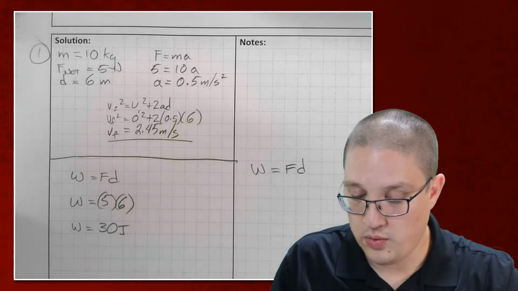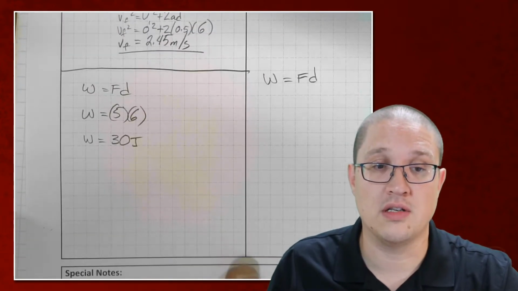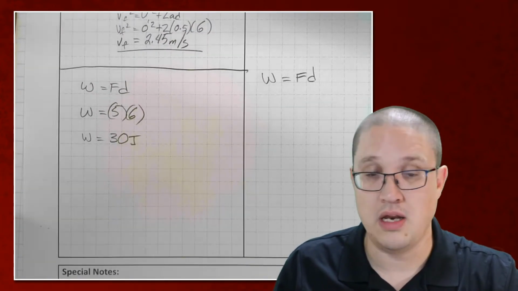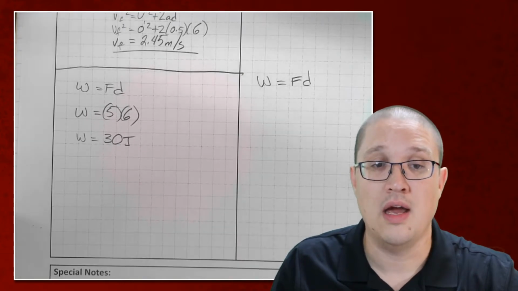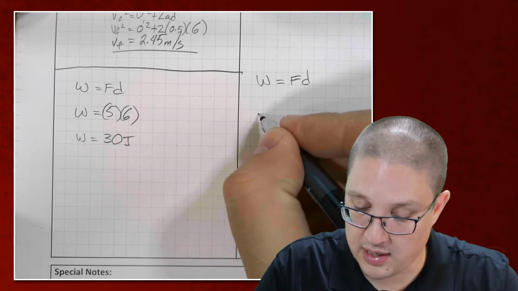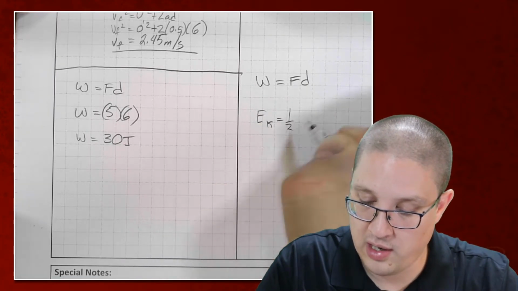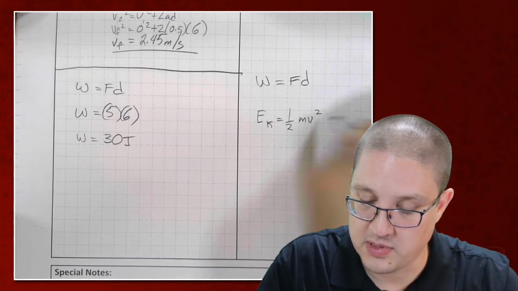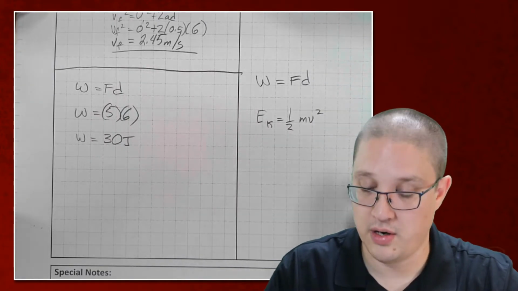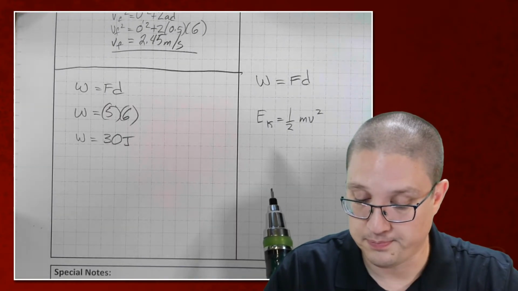Now, I know this is my work. The important thing here is energy is conserved. So the energy that is put in here, the work that is done, is converted to kinetic energy. My formula for kinetic energy is 1/2 times the mass times the velocity squared. This formula as well is on your formula sheet and is a really important one.